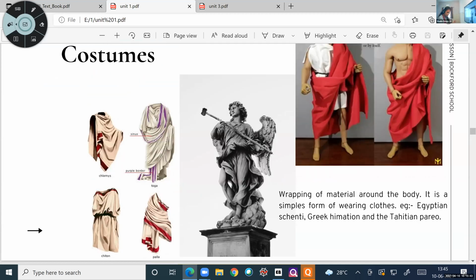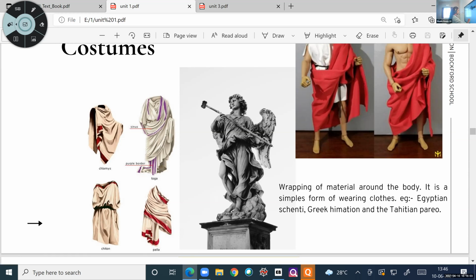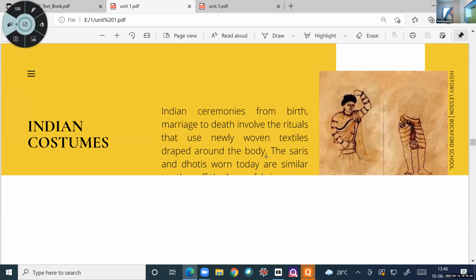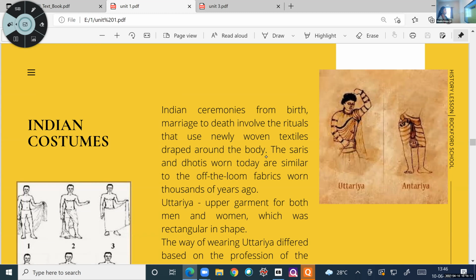Okay. So under draped costume, we discussed Indian costumes, ancient Near East costume, Greek costumes, Roman costumes, right? We discussed different types of costumes. So which are the different types of Indian costumes? Sana: Antariya, Uttariya.